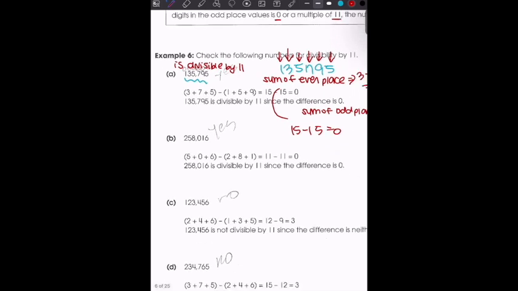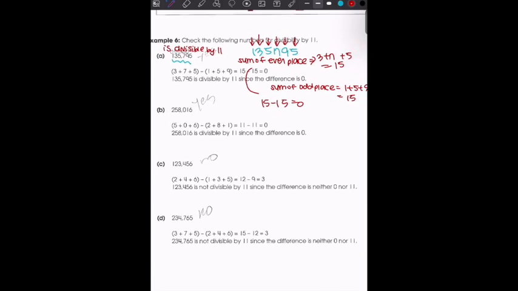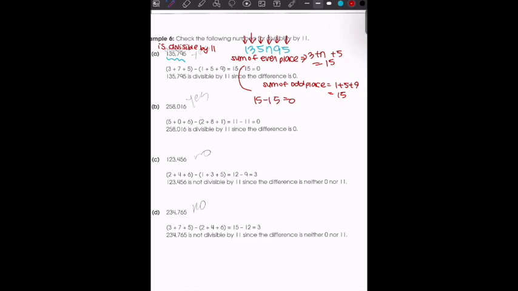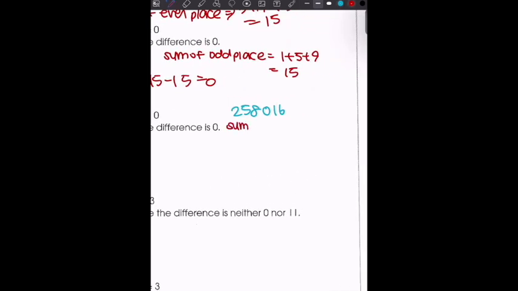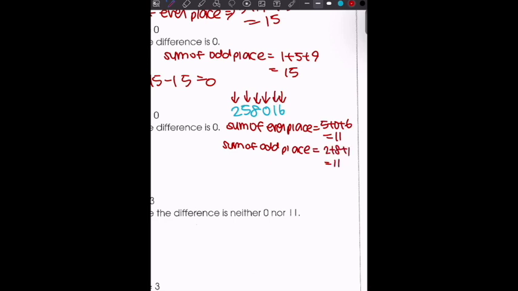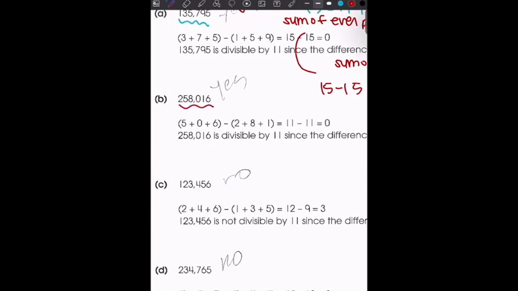Now we'll take a look at 258,016. The sum of the digits in the even place is going to be 5 plus 0 plus 6, and that is going to be 11. And the sum of the digits of the odd place is going to be 2 plus 8 plus 1, and that is going to be 11. And so 11 minus 11 is going to be 0. So we know that this number is divisible by 11.